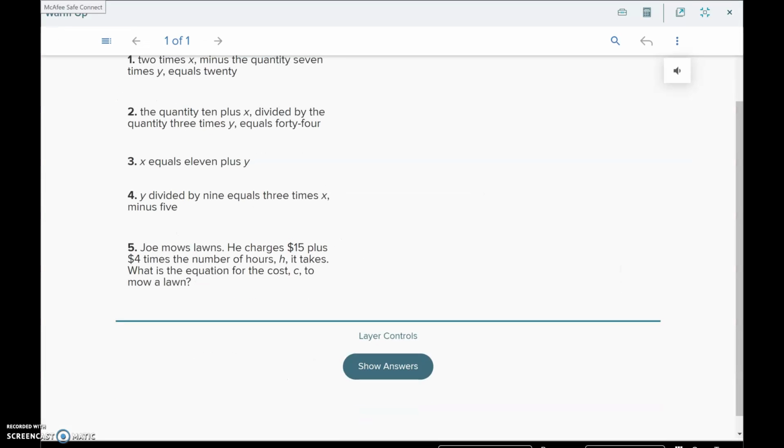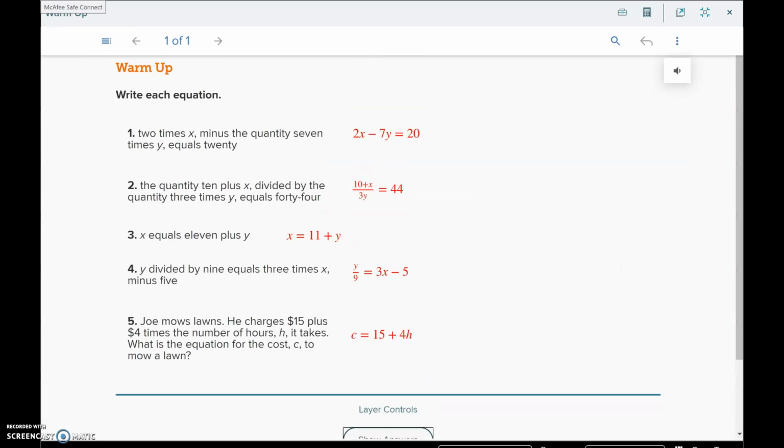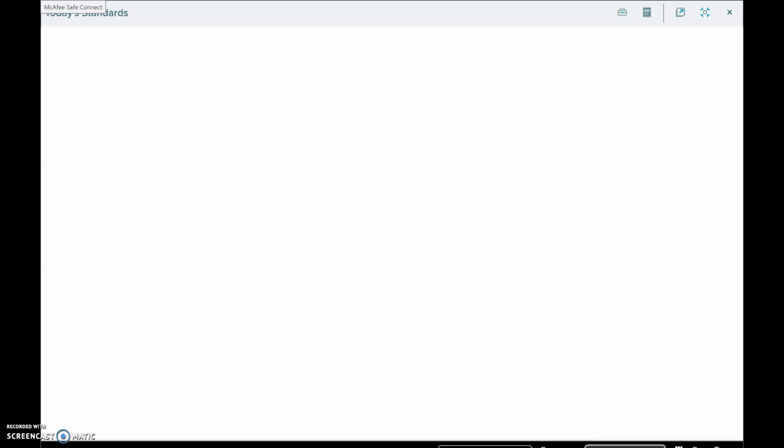All right, let's look at how they wrote their answers. So you can see 2x minus 7y equals 20. 10 plus x, I think I wrote this one wrong, over 3y equals 44. x equals 11 plus y. y divided by 9 equals 3x minus 5. And C equals 15 plus 4h. Remember, in math, we can do things in whatever order we want as long as it's addition, because of different properties.